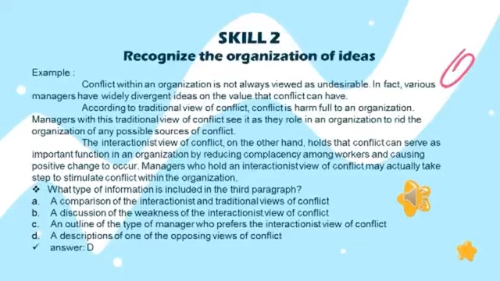Next, the second skill, recognize the organization of ideas. This question is about how information is presented in the literature. To answer these questions, the best thing to do is to look at the basic idea in each paragraph. From that question, the best answer is D. Why? This we can see from the first line in the third paragraph.